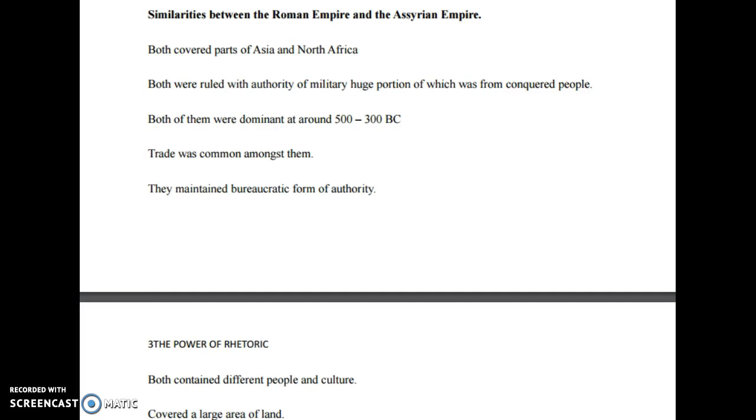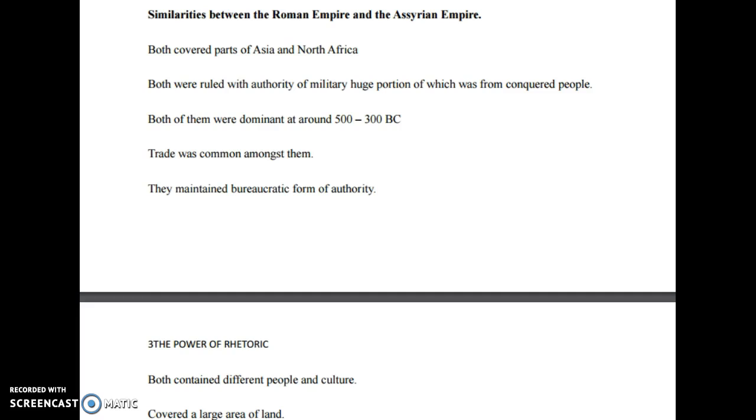Both were ruled with the authority of military power, using people from the regions that were conquered. Once they conquered a region, they would capture those people and use them for military protection and other military activities. So that is something that was common between the two cultures. Also, both of them were dominant at around 500 to 300 BC. That is the average time that we find both of them in dominion in their region.